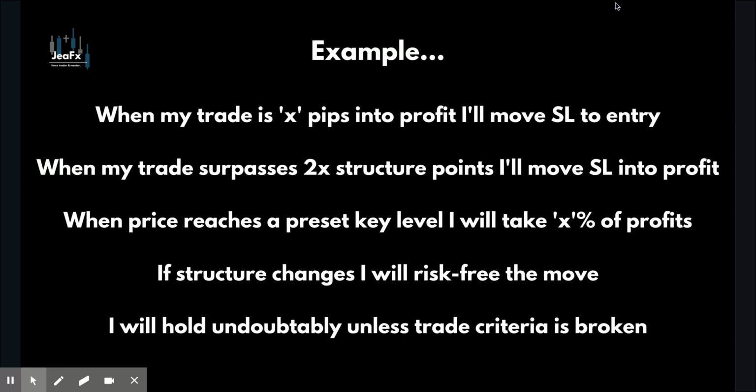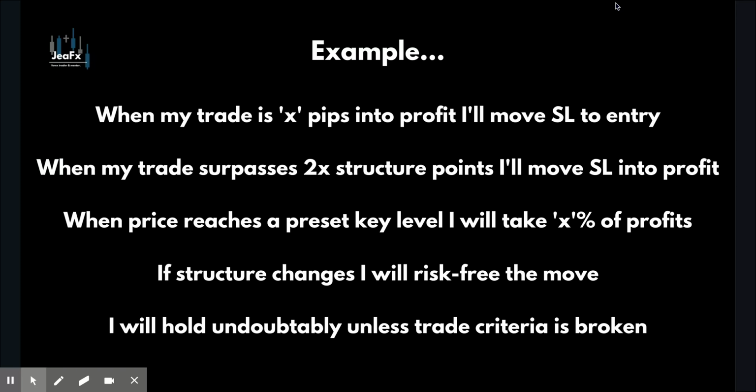So some examples there of the trade management processes. When my trade is X amount of pips into profit, I'll move my stop loss to entry, removing the risk from the trade. Another idea is when my trade surpasses 2 structure points, as we spoke about in previous videos, I'll then move my stop loss into profit. So the worst case scenario is still going to close my trade out with money made.